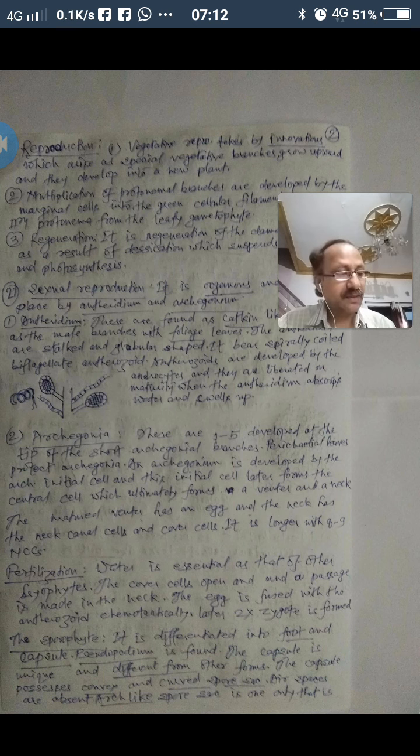An archegonium is developed by the archegonial initial cell, and this initial cell later forms the central cell, which ultimately forms the venter and the neck. The matured venter has an egg, and the neck has the neck canal cells and the cover cells on the top. It is longer with 8 to 9 neck canal cells.